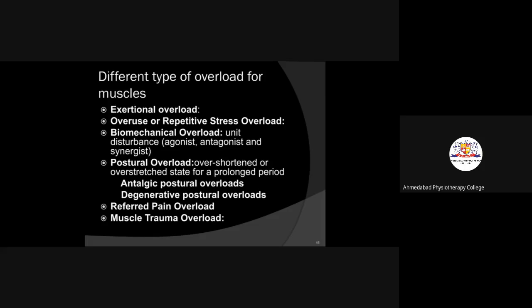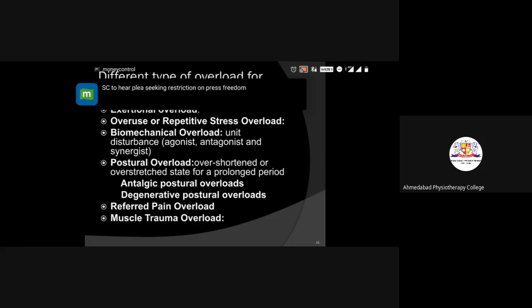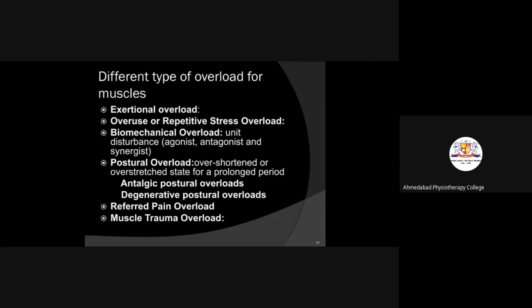Now, these are the different types of overload which may produce trigger points. One is exertional overload, meaning lifting a weight at once. Then overuse or repetitive stress overload, for example, in a gardener. Any biomechanical overload, like a disturbance between the agonist, antagonist, and synergist. A postural overload, where the posture is not proper. Antalgic postural overload: when a patient has a fracture, he bears more weight on the unaffected side, so it may give you such a problem, trigger points. Then referred pain overload and muscle trauma overload. So these are the different types of overload which you need to evaluate.